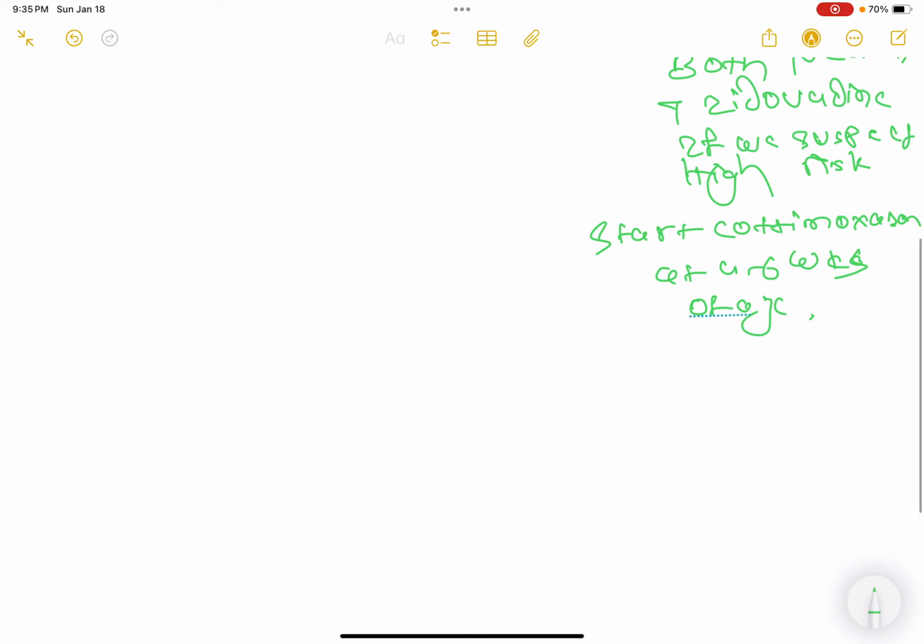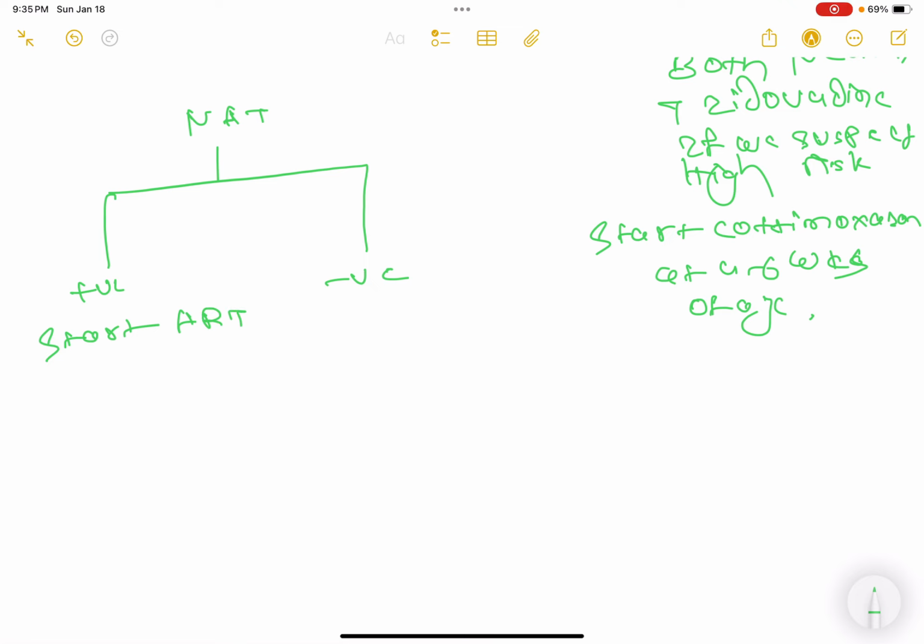After doing NAT, nucleic acid amplification test, at birth or within 48 hours, the result is either positive or negative. If the NAT is positive, start ART without delay and repeat NAT to confirm infection, because a false positive result may come.